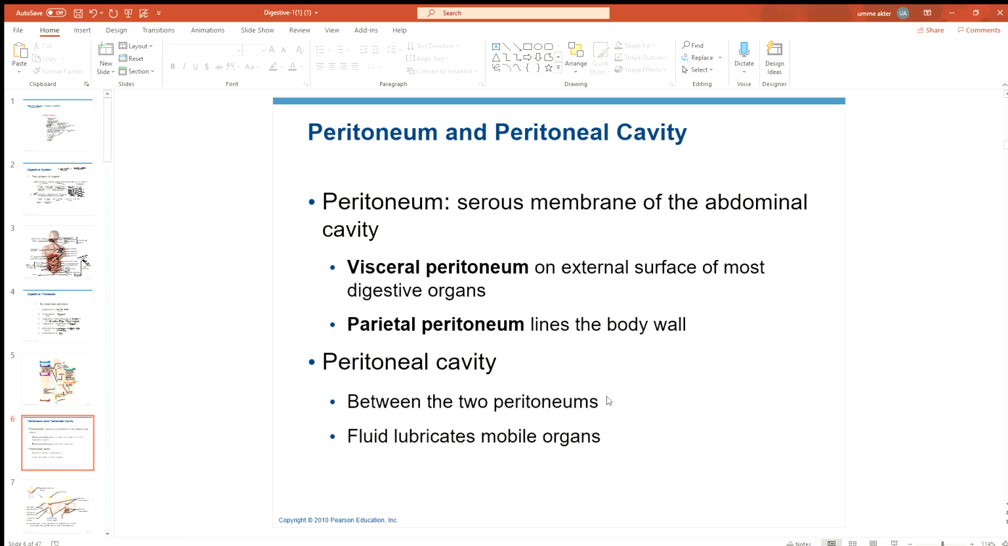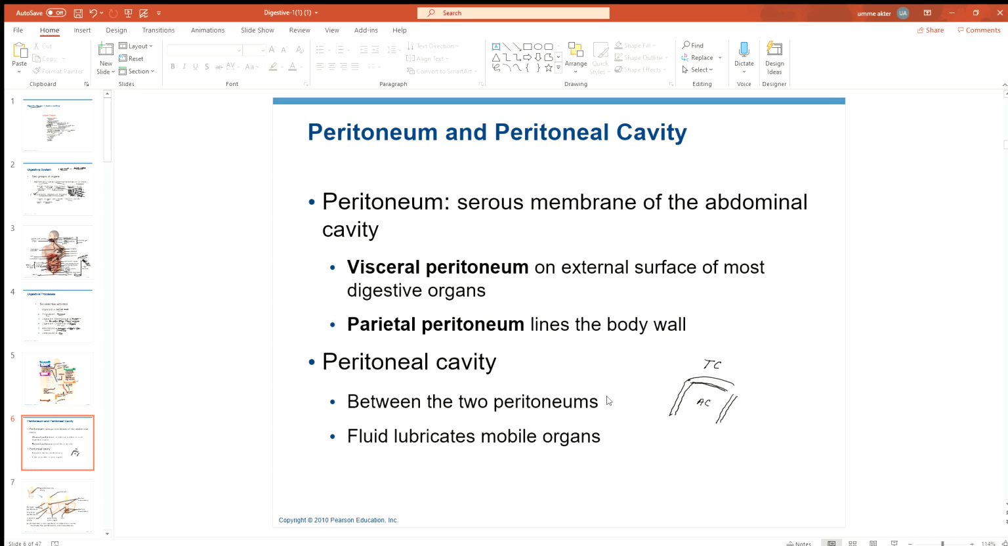Peritoneum and peritoneal cavity. This is the diaphragm, and this is the thoracic cavity, and this is the abdominal cavity. You know, the diaphragm separates those two, and a double layered membrane. This is the anterior wall of the abdomen, and this is the back, the posterior wall.